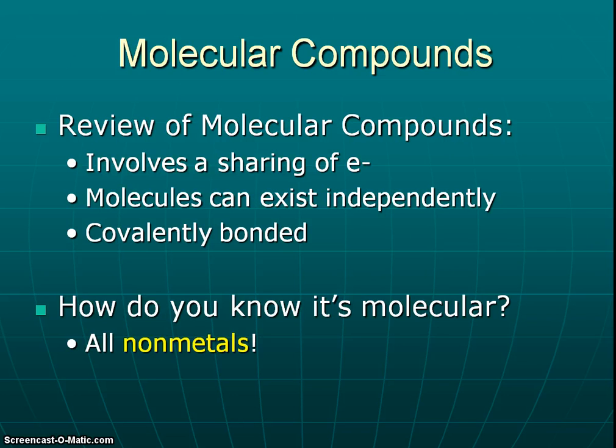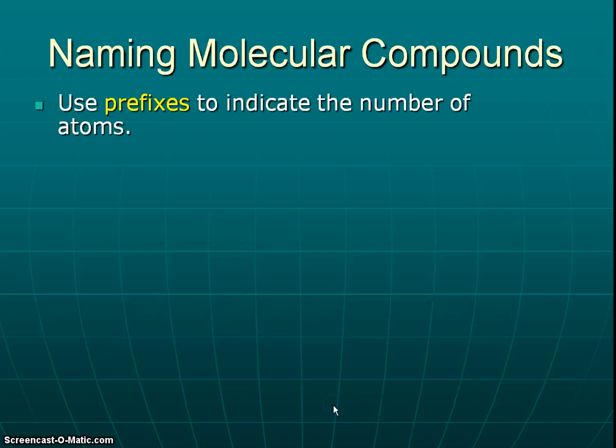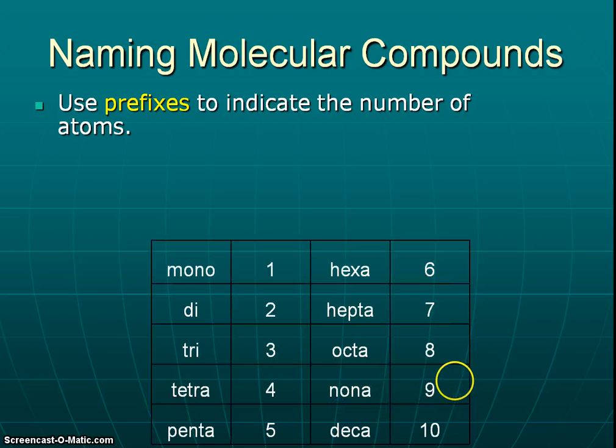So what I'm about to show you now, you can only do if it's all nonmetals, meaning everything to the right of the staircase on the periodic table. So what you're going to do for these are use prefixes to show me how many atoms you have. And it's actually a much simpler method from what you were doing with ionic. These are the prefixes. So 1 is mono, 2 is di, 3 is tri, 4 is tetra, 5 is penta, 6 is hexa, 7 is hepta, 8 is octa, 9 is nona, and 10 is deca.